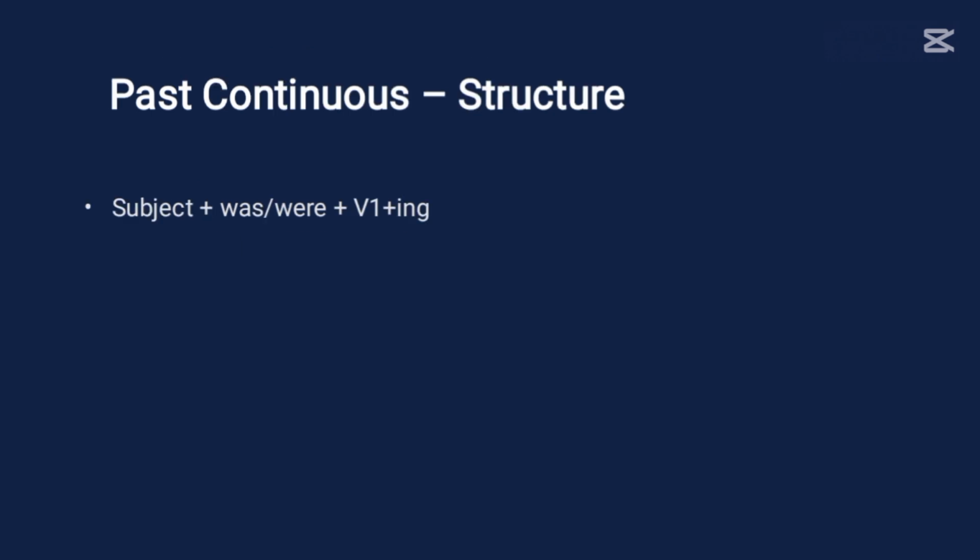Now the second form is past continuous. The past continuous is used to denote an action going on at some time in the past. The time of the action may or may not be indicated.